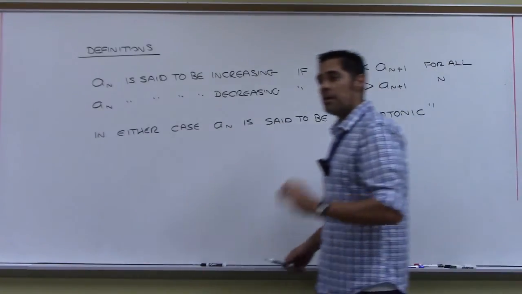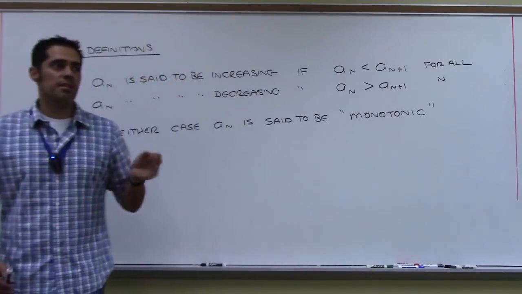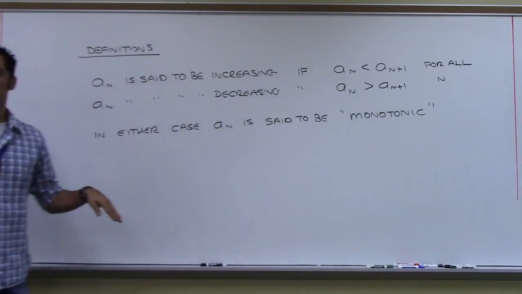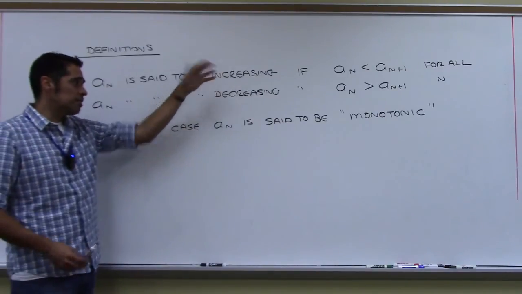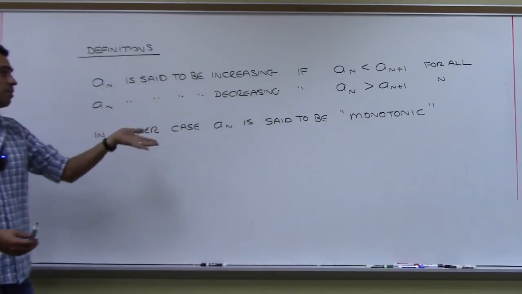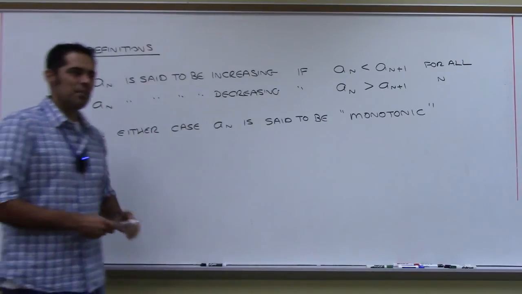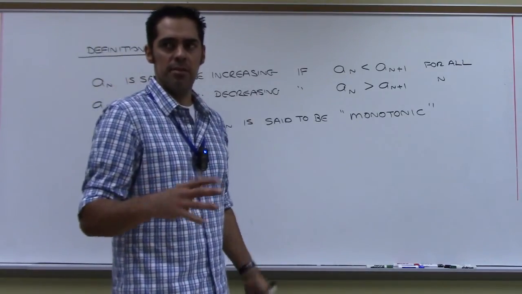So a monotonic sequence is either increasing or decreasing, right? If it's an increasing sequence, we call it monotonic. If it's decreasing, we call it monotonic. So monotonic doesn't quite tell you which one it is. It just tells you it's one or the other.